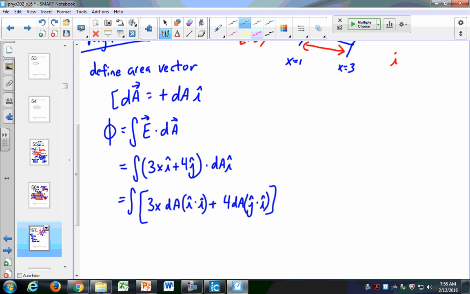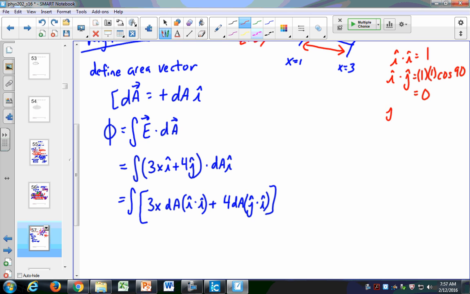Remember, with our dot products, we knew that i dot i is equal to 1, because i and i both have magnitudes of 1. i and i are in the same direction, so 1 times the cosine of 0 is 1. i dot j, on the other hand, is going to be 1, the magnitude of i, times 1, the magnitude of j, times the cosine of the angle between them, which is 90 degrees, so that's equal to 0. i dot i is equal to 1, i dot j is equal to 0.